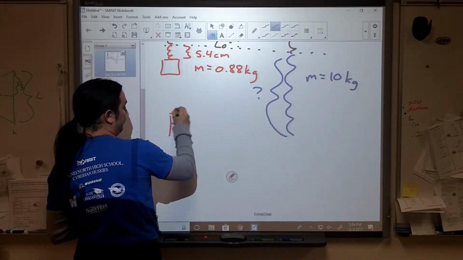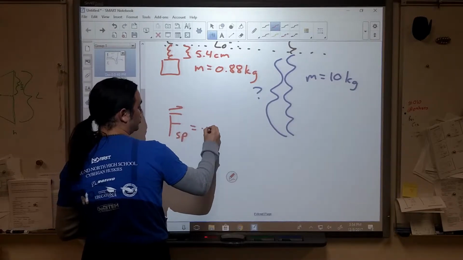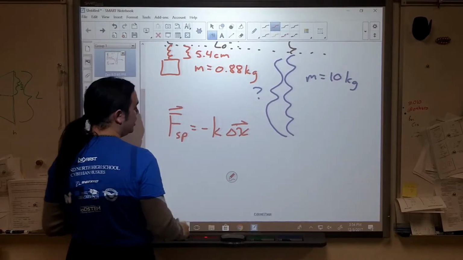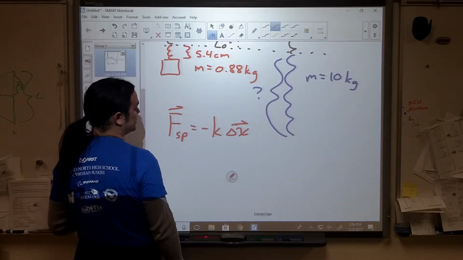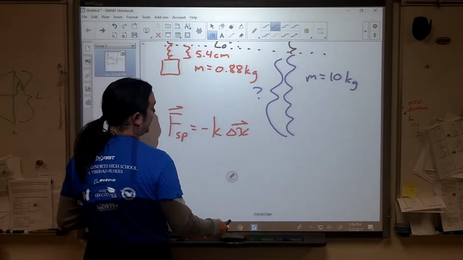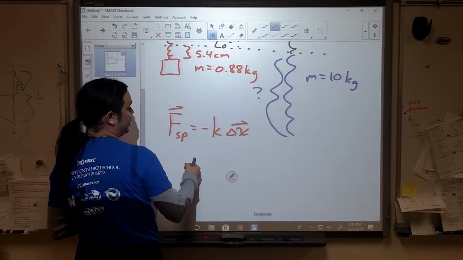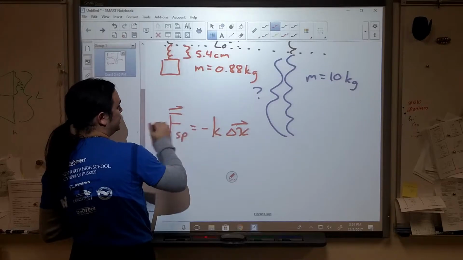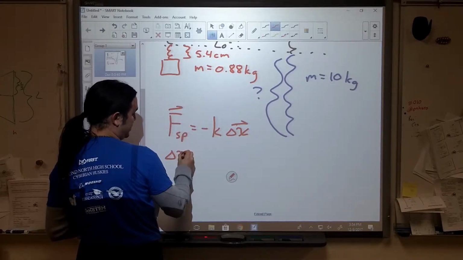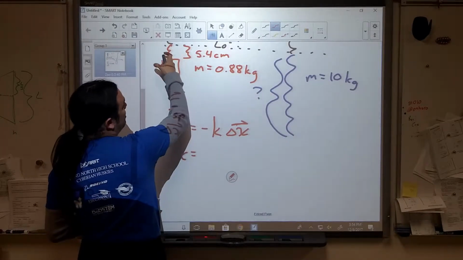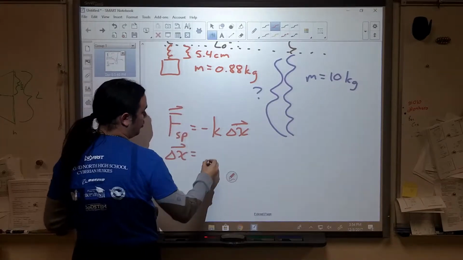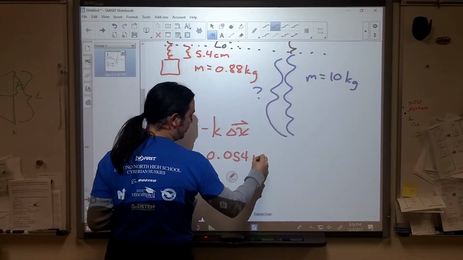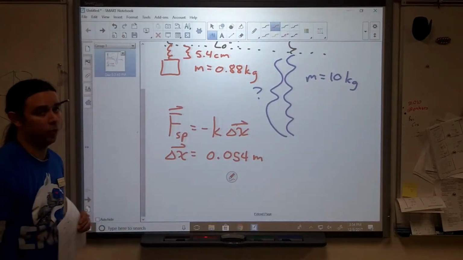We know that the force of a spring is going to be equal to negative K delta X. In this case, we need to find the force we've applied to the spring, and we need to find the displacement. The displacement should be pretty easy. Delta X is going to be technically delta Y. We hooked the mass on, and it went down by 5.4 centimeters. We're going to need to convert that over to meters, 0.054 meters. It's a factor of 100.